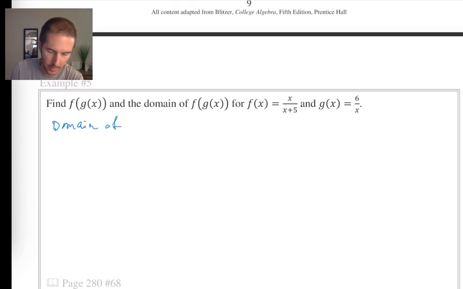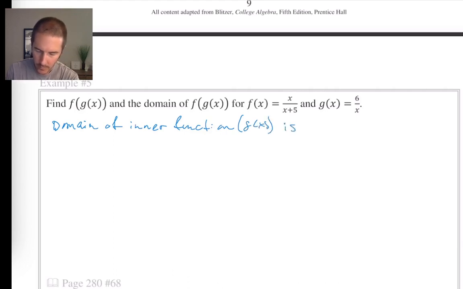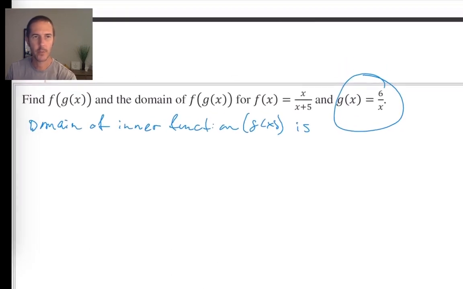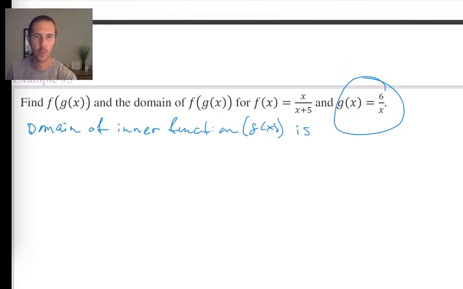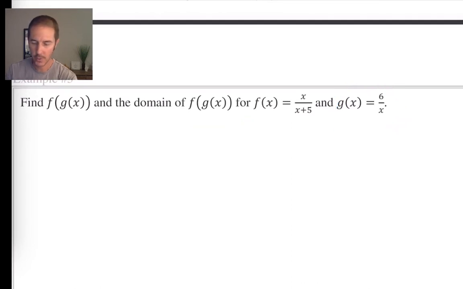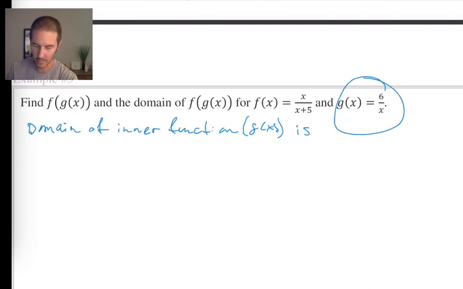The domain of the inner function, which is, in this case, g of x, is, have a look at g of x here. This is a rational function, the variable's in the denominator, and when the variable's in the denominator, we want to make sure of one thing in particular. We want to make sure that we don't accidentally cause division by 0. An x value of 0 would obviously cause division by 0 here in g of x.